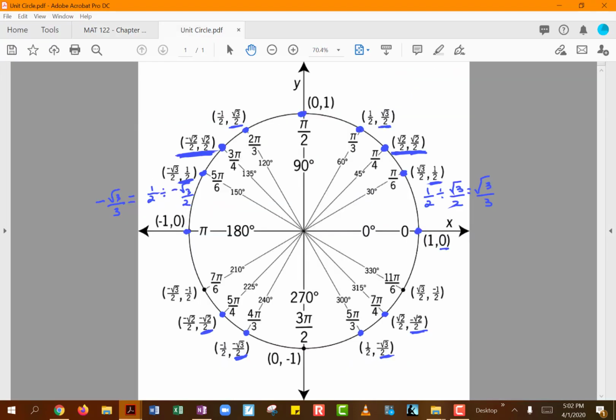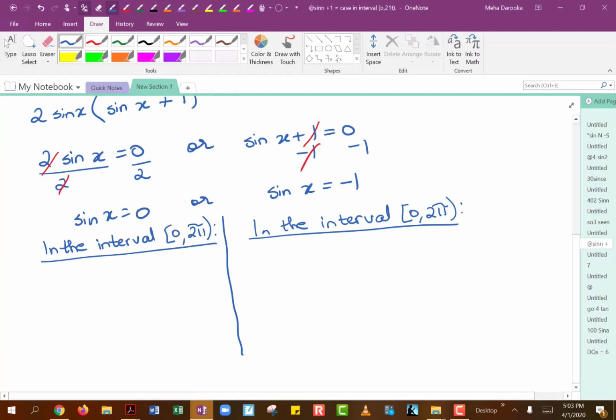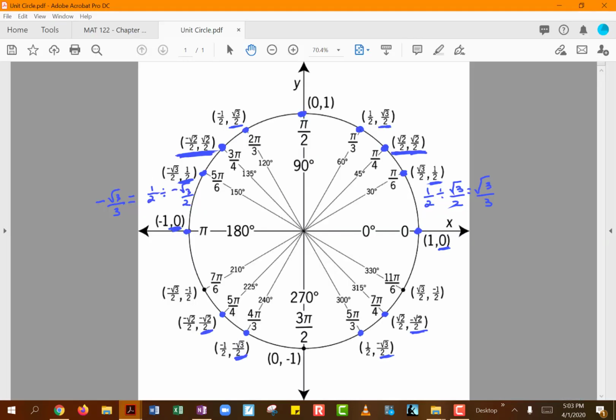So sine of x is 0 right here at the starting point, 0. And sine of x is 0 here at the angle pi. And sine of x is going to be +1 at the 90-degree angle. So that's pi halves. And I think that's all we have, right? Oh, sorry, that was a -1. My mistake. So you're not actually looking at pi halves, you're actually looking at -1. So that's going to be 3 pi halves. So at the 270-degree angle.